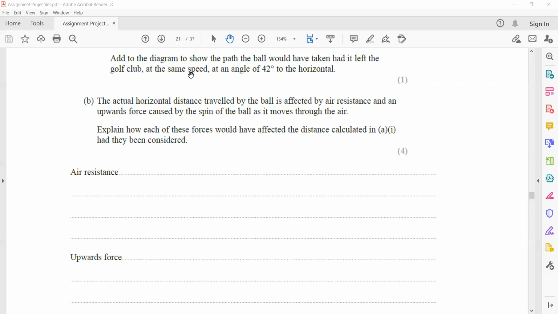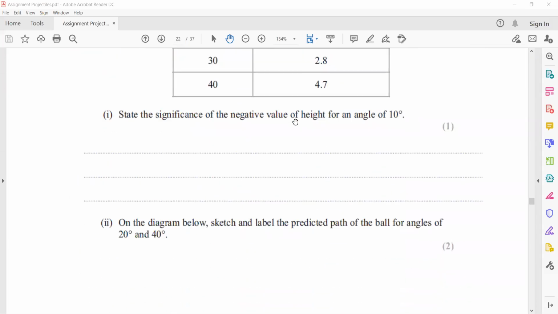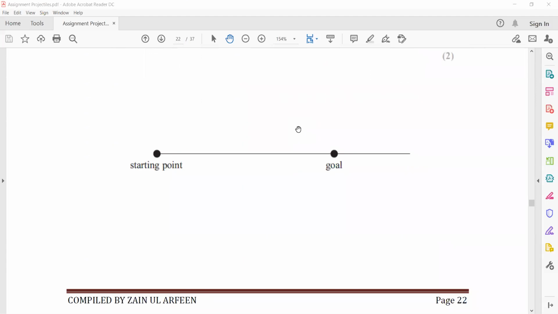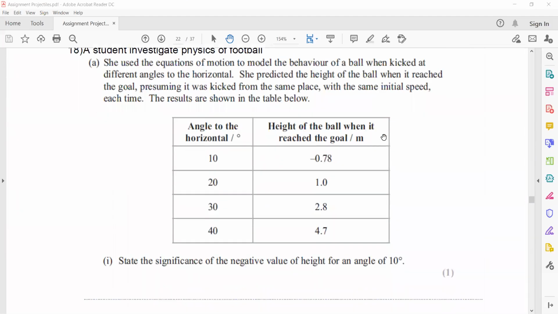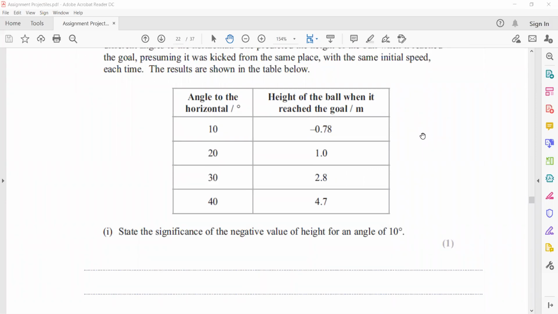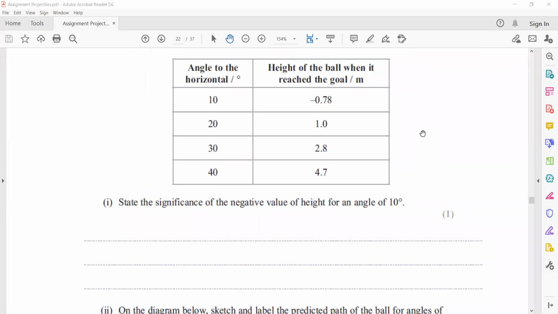Then page 22. Question 18a. State the significance of a negative value of the height. So basically what this negative value is showing is that it hit the ground or went below the launching point. For example, a projectile is launched. If it falls at the same height, it means the height of a ball when it reaches the goal.